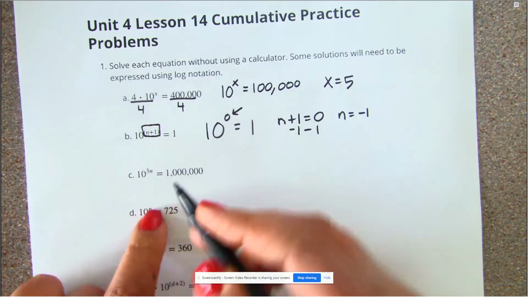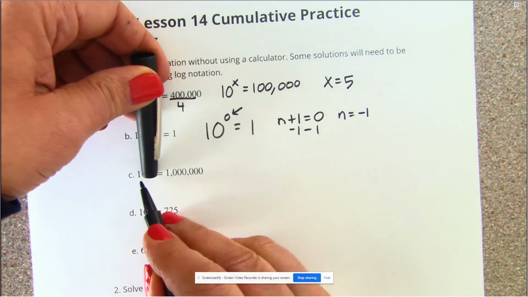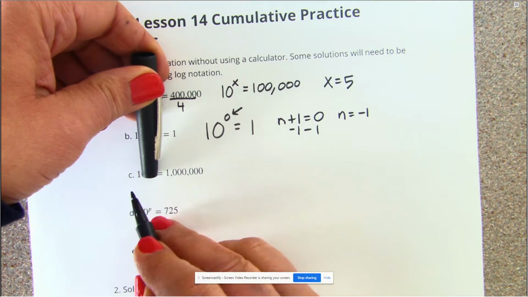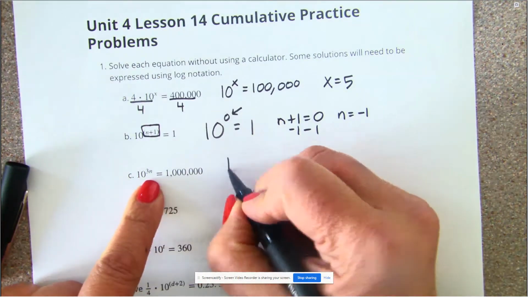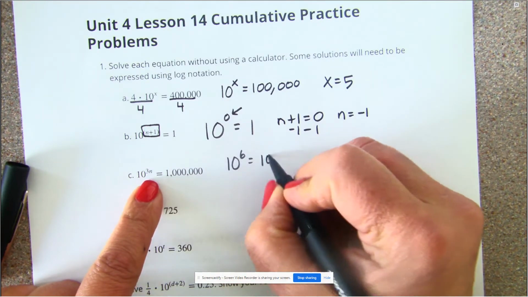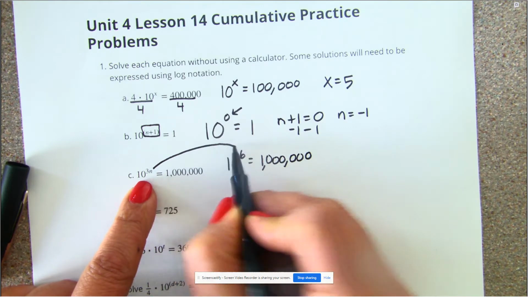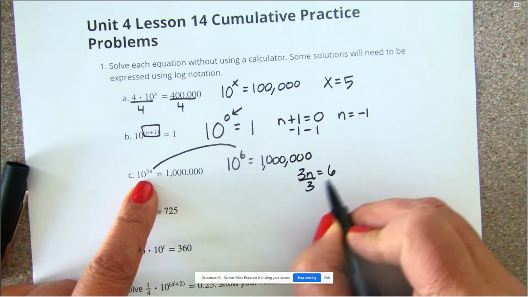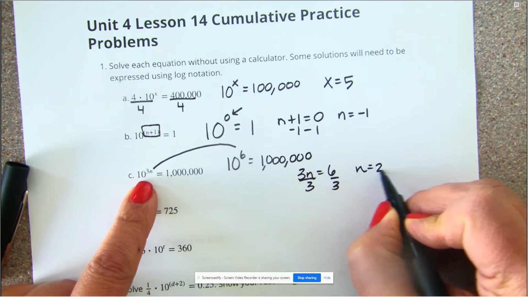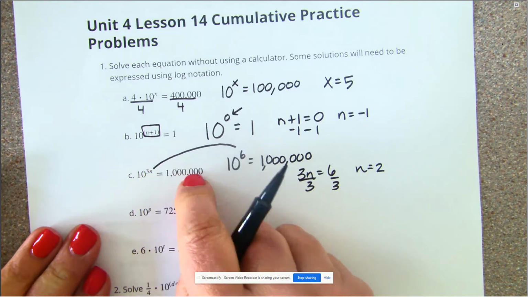Now, letter C. I know, if I cover that power up for a second, 10 with 6 zeros is a million. 10 to the 6th makes a million. So let me write out what I know. So 3n needs to be 6. I know some of you already know the answer right now. I'll do out the math, so n has to be 2. I put a 2 in there, 3 times 2 is 6, 10 to the 6th is a million.